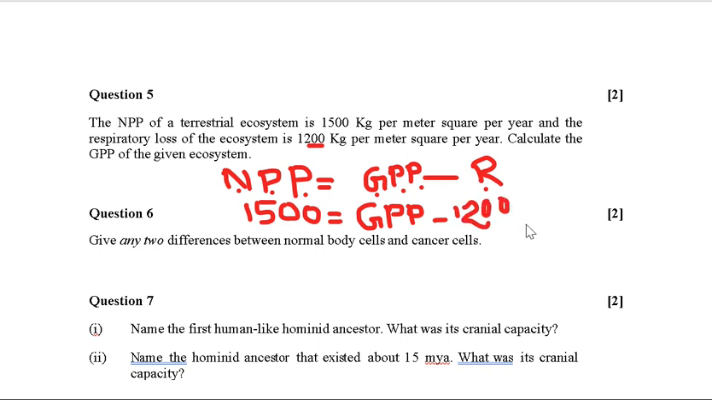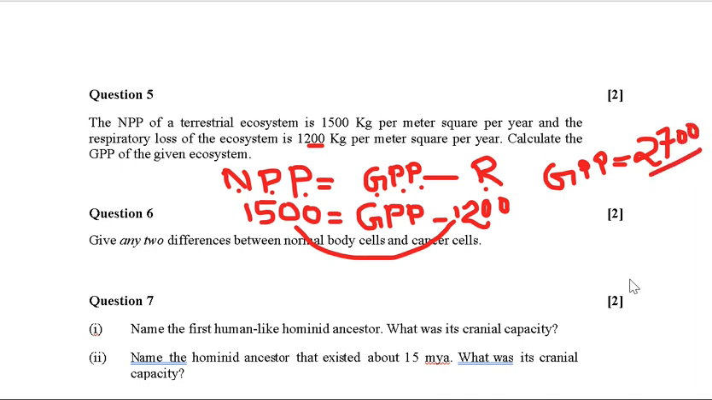So in this way, if we estimate the GPP, GPP is equal to 1500 plus 1200, that means 2700 kg per meter square. This is the answer for gross primary productivity. So for gross primary productivity, we need to add NPP and R, net primary productivity plus respiration. Add 1500 kg for NPP and 1200 kg for respiration, and you will get 2700 kg per meter square, and this is the answer for GPP.